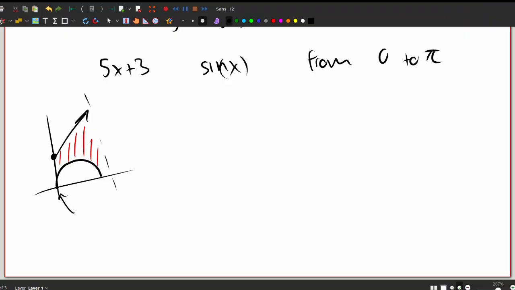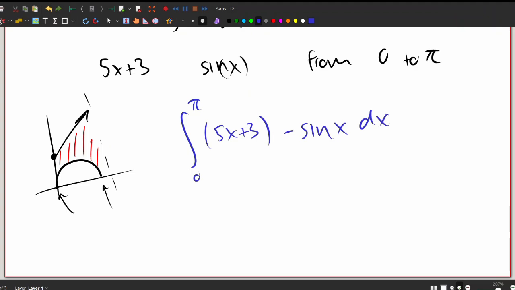Because it's from 0 to pi, we know those are our bounds for integration. So it's going to be the integral from 0 to pi of 5x plus 3 minus sine x, all with respect to x. When we integrate this, we get 5x squared over 2 plus 3x plus cosine x. And we simply need to evaluate this function from 0 to pi.